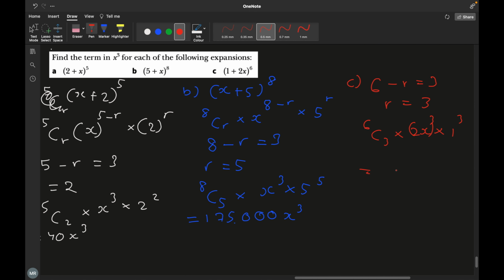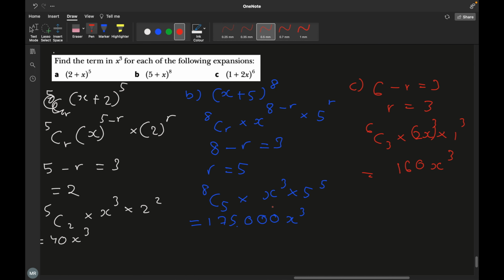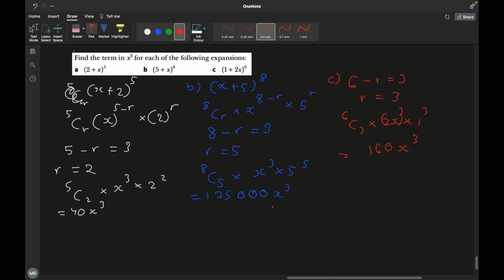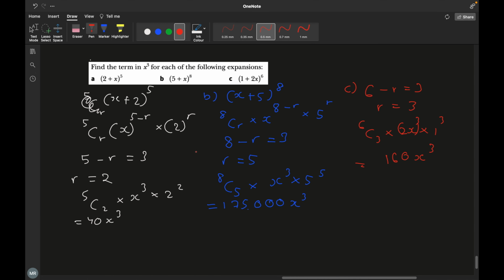So it's going to be 160x cubed. And yeah, with that, we're done with this question. If you want, you can expand this from the first term to the third term, or you can do it this way. But if you want to check and verify and get some more practice, you can do that also.